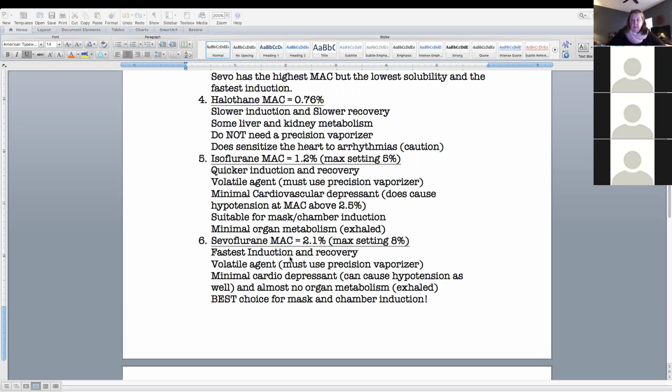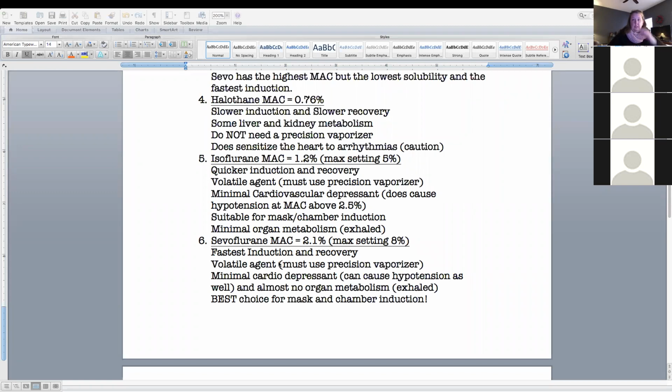And you get the fastest change in their depth with sevoflurane. Now you guys will have this at school. We have both. We use isoflurane for the spay and neuters, and then we use sevoflurane for the dental. So you guys will get to experience both. But what you have to remember here is your settings are going to be different, because you're starting at a higher percentage MAC, the max you can go up to is 8%.